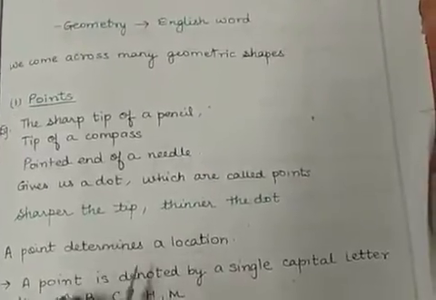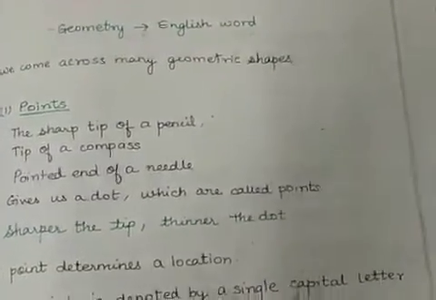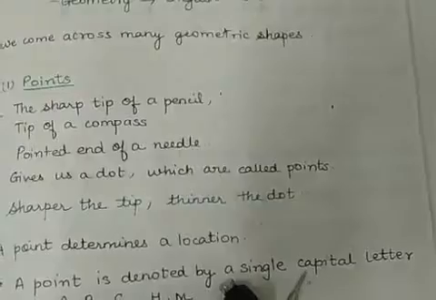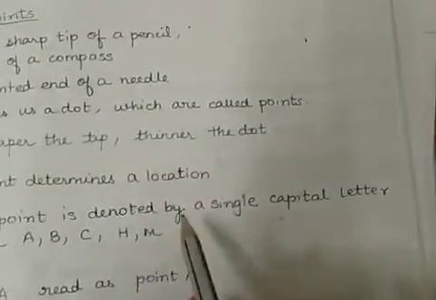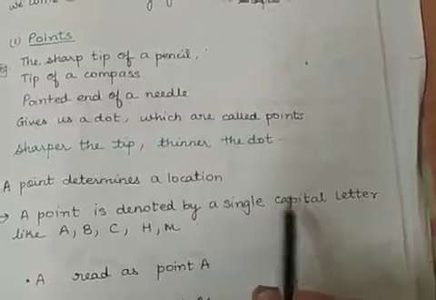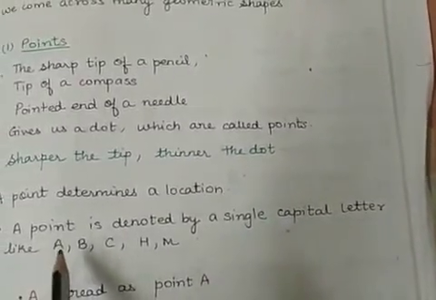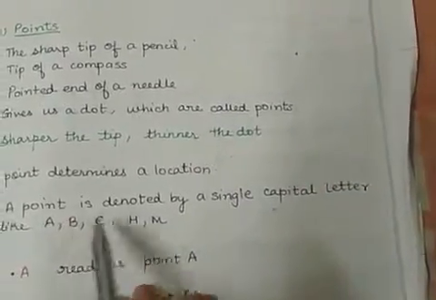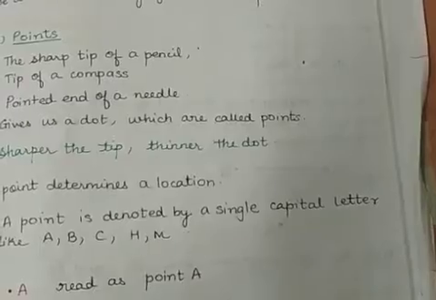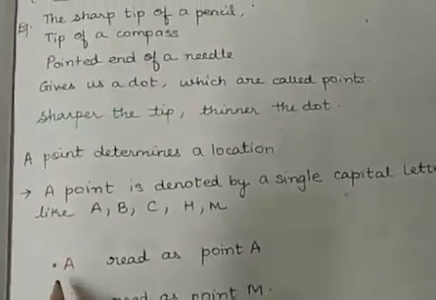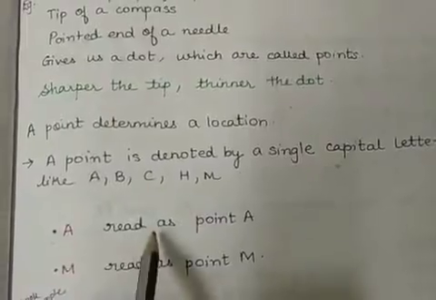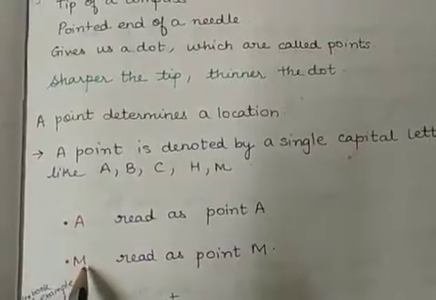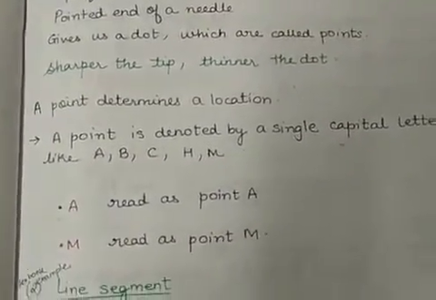A point, in other words, determines a location of a place. Now how is a point denoted? A point is denoted by a single capital letter like A, B, C or P, Q, R, H, M. Any capital letter is used to denote a point. For example, take this. This is read as point A, and this is point M. So this is all about points.